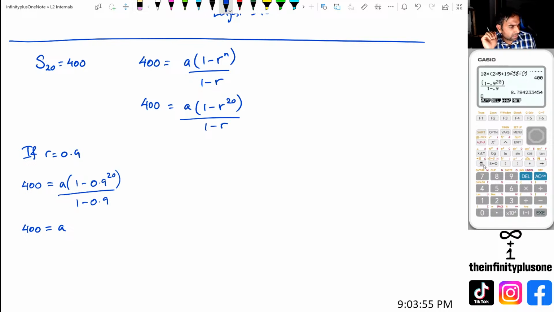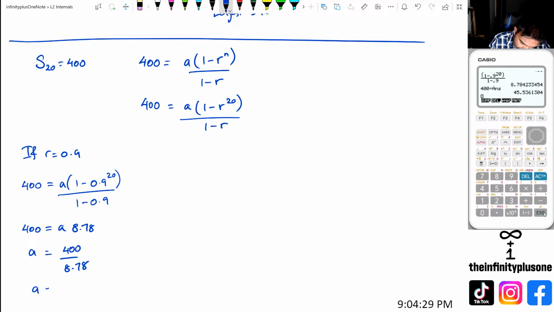Let me just check if I've done the working right here. 1 minus 0.9 is 0.1. Am I missing a number? Sorry, just checking this here. So I've got 8.78, and then A is equal to 400 divided by 8.78. So if I go 400 divided by answer, I get A as, no, I think I'm happy with that, 45.53.